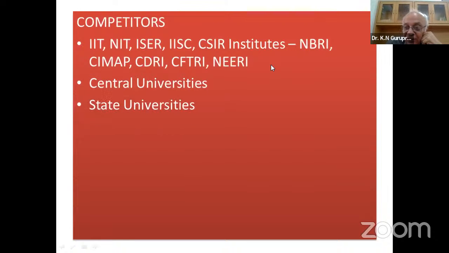Then come the state universities, which also get funding. You see, I'm right now in a private university. Earlier, I used to work in a state university, DAVV in Indore. We used to have a lot of research funding because every 5-year plan grant of the government, they used to give some funding to the state universities for the purpose of research. So we used to get some funding from the 5-year plan grants besides our projects, which we used to get individually from the funding agencies.